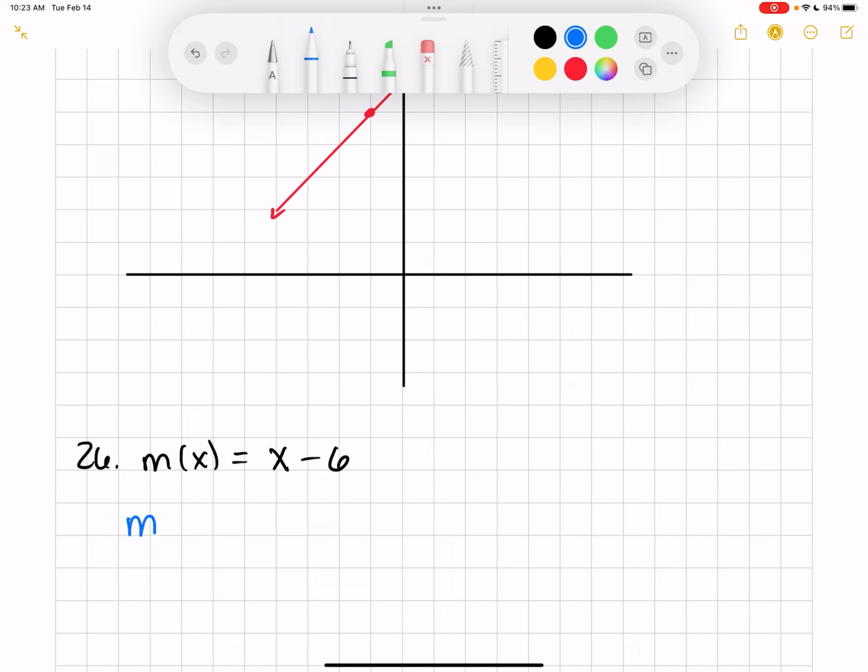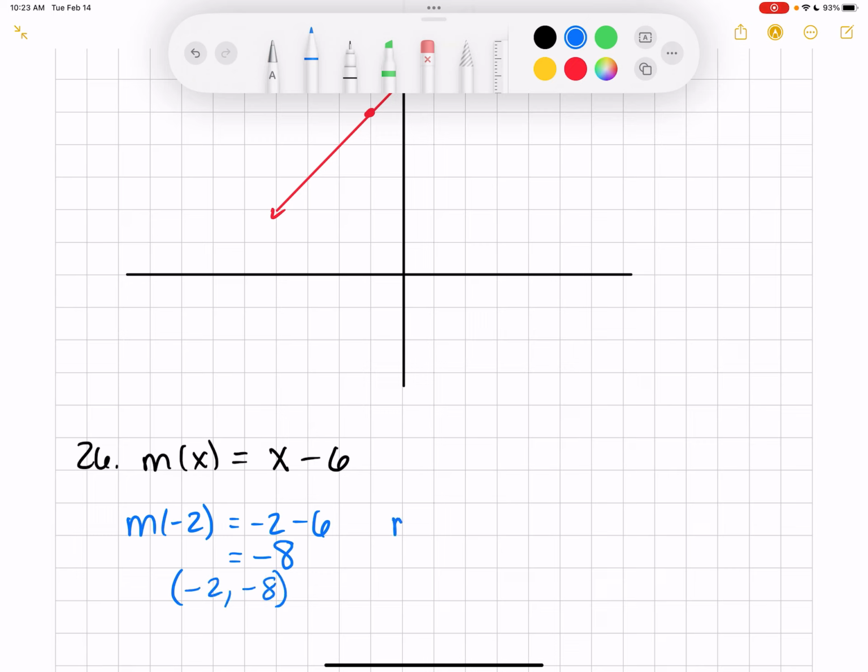-2. So this one we'll do this one and then we'll go through and pick another one. So -2 in for x, minus 6. -2 minus 6 is? -8, yeah. So same sign, we add them and keep the sign. So it's -8. So this point would be -2, -8.